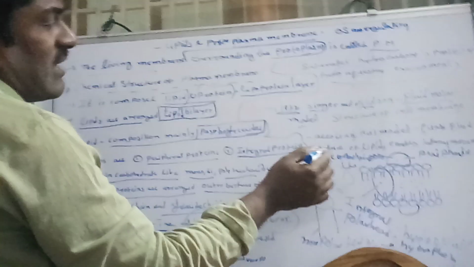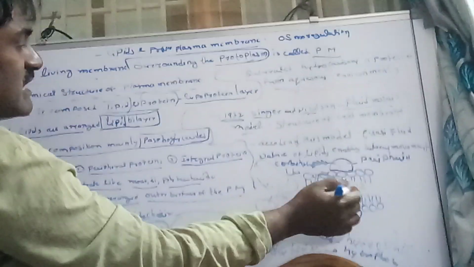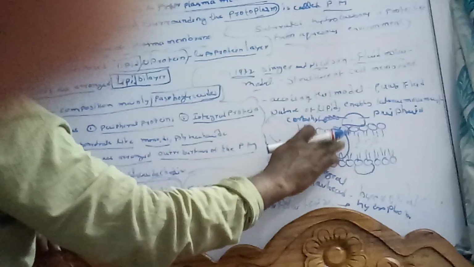Listen here. The aqueous fluid is present. In this aqueous fluid, the proteins are flowing on the surface of the lipid membrane. Okay, this is about the plasma membrane structure. Thank you.